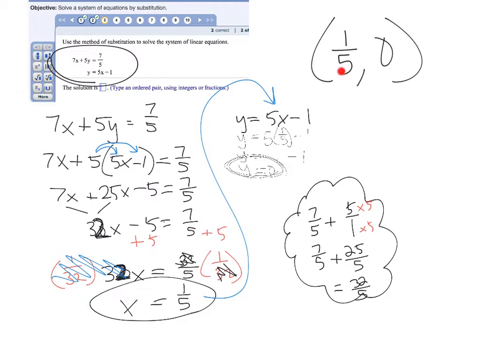Now this is a perfect example where Desmos won't help you because it's a fraction, and Desmos doesn't show fractions. It only shows decimals. So there you go.